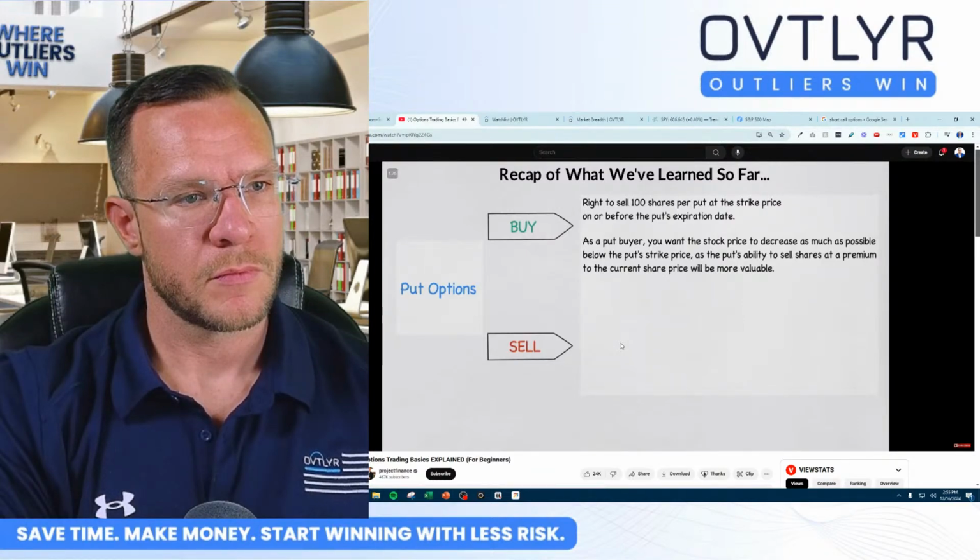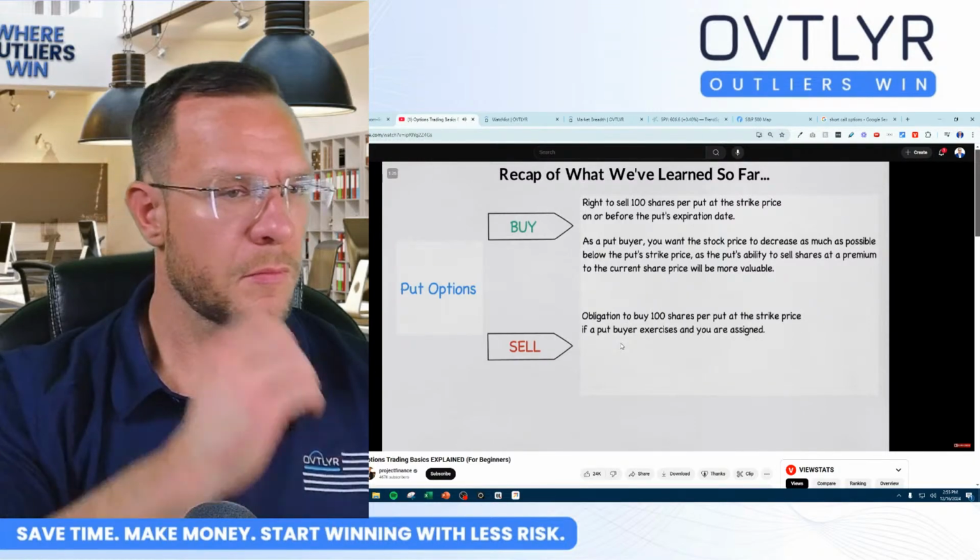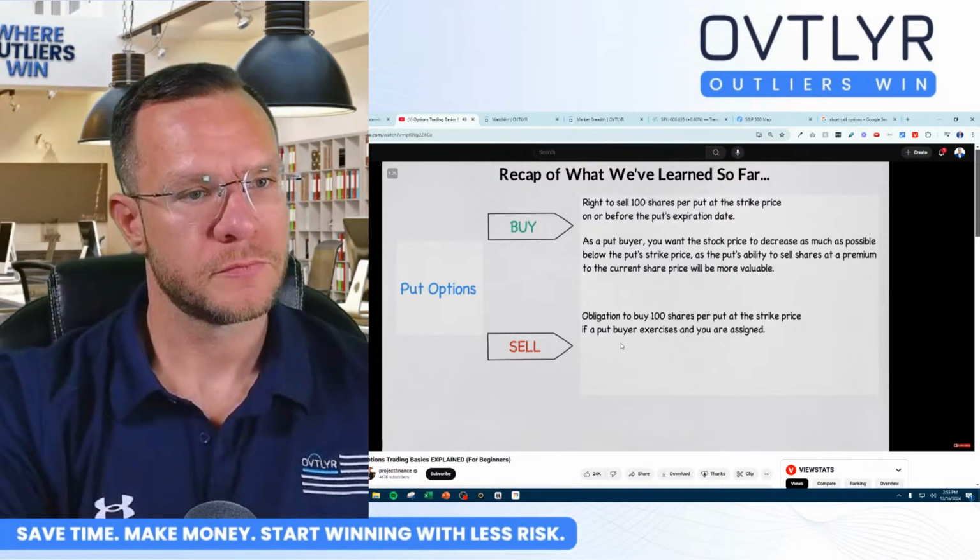So the further that stock price sinks below that put strike price, the more valuable that put option will be, which as a put buyer means that you'll generate more and more profits as that stock price decreases. Now, as a put seller, you actually have the obligation to buy 100 shares of stock per put at the strike price if a put buyer exercises and you are assigned.